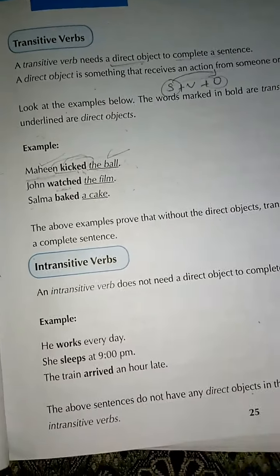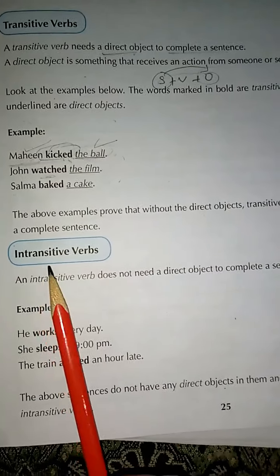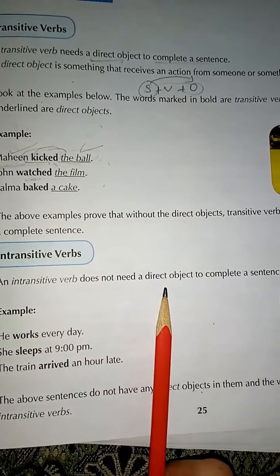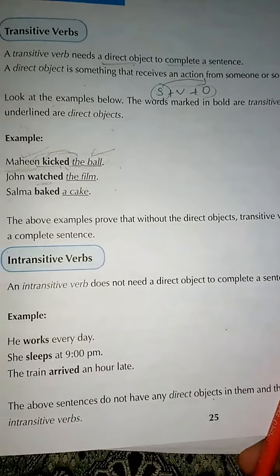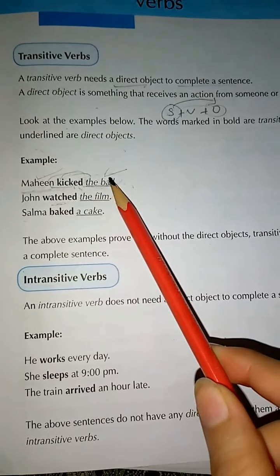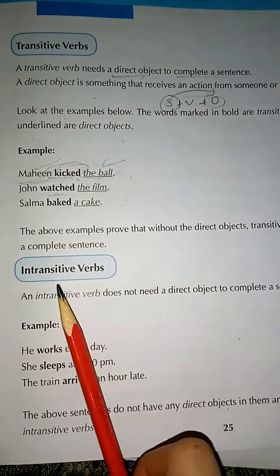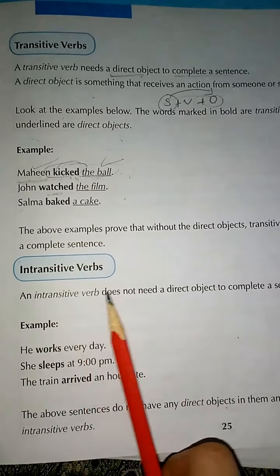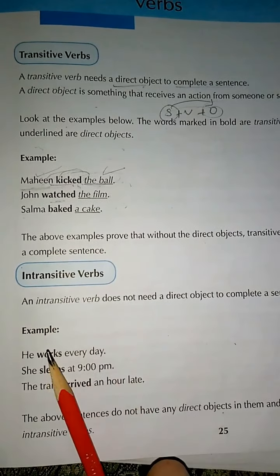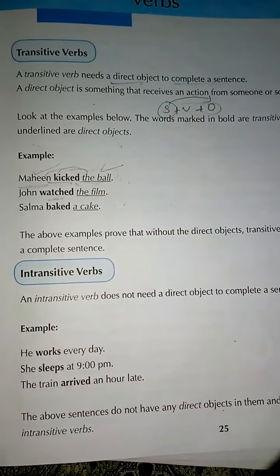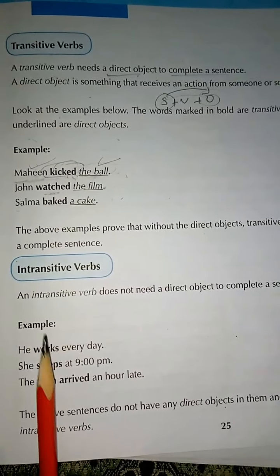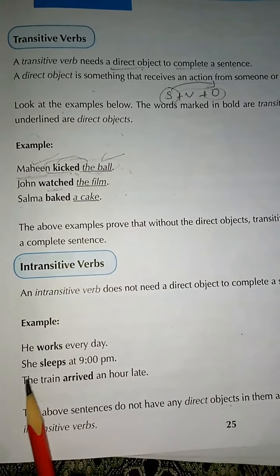Okay. Then we have intransitive verbs. An intransitive verb does not need a direct object to complete a sentence. For example, in transitive verbs we need the object to complete the sentence, but in intransitive verbs we do not need the direct object to complete the sentence. Look at the examples now.